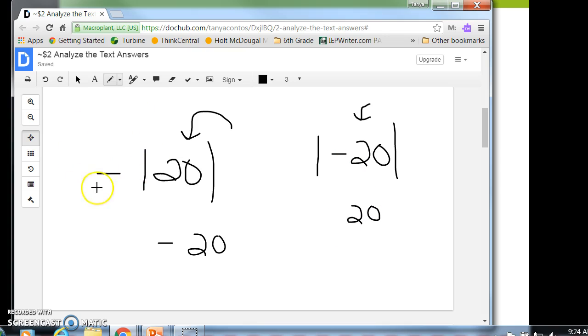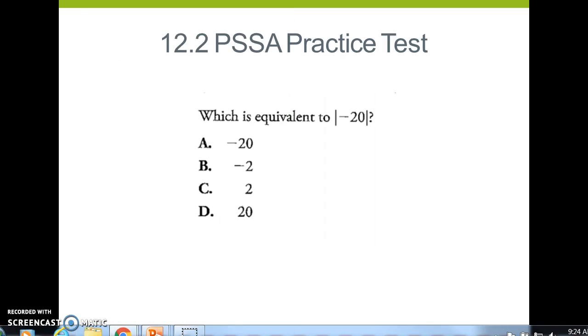You have to carry what's on the outside of the absolute value brackets. So if the negative is on the outside, then you have to carry it over. If the negative is on the inside, what you're saying is, what is the absolute value of negative 20? Notice there's nothing here to carry over. I just wanted to clarify that.